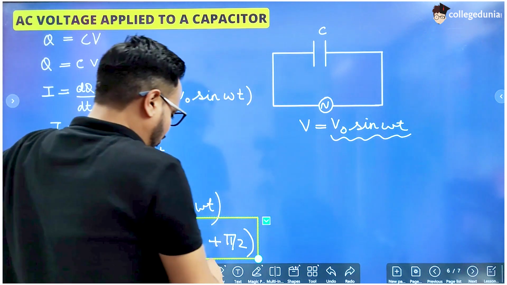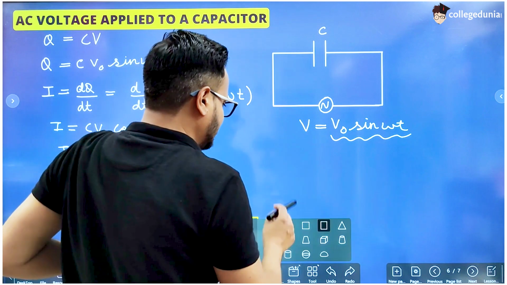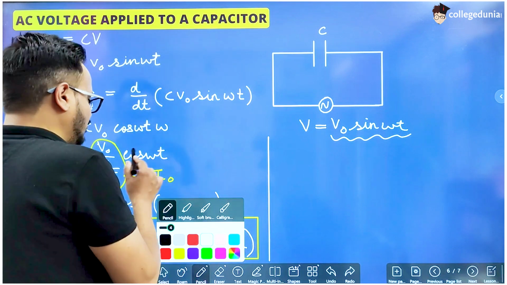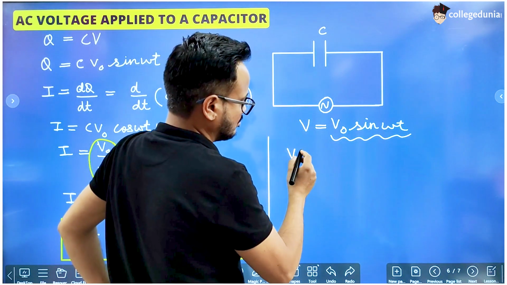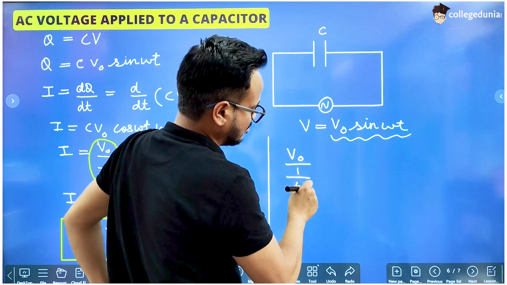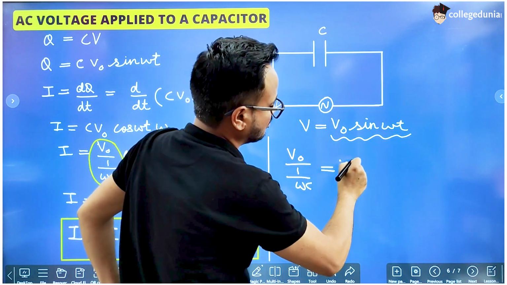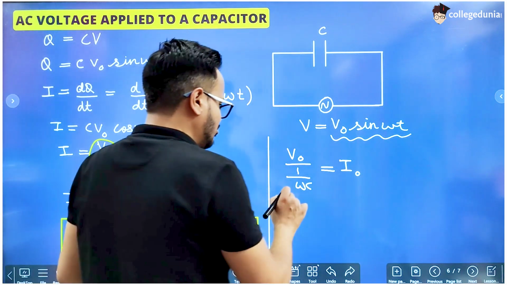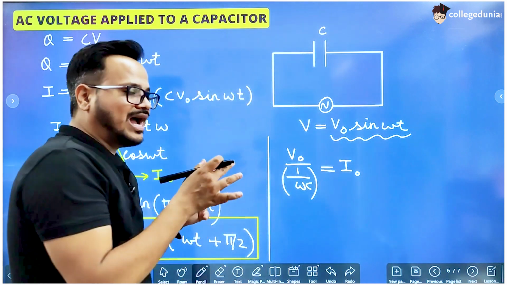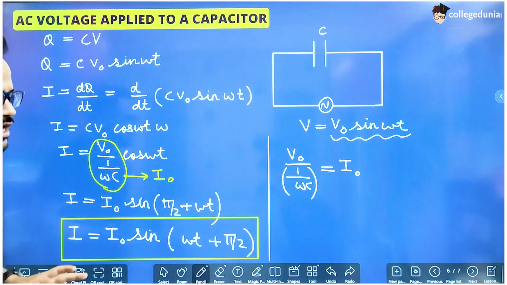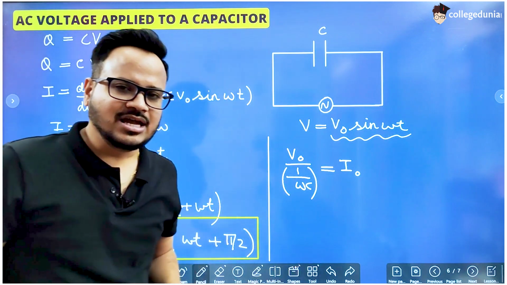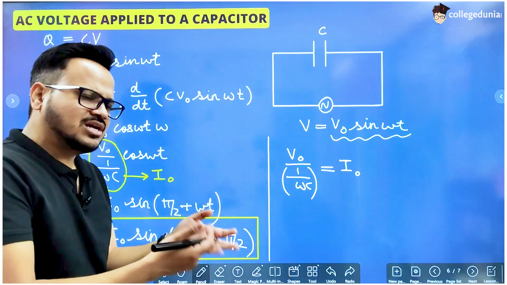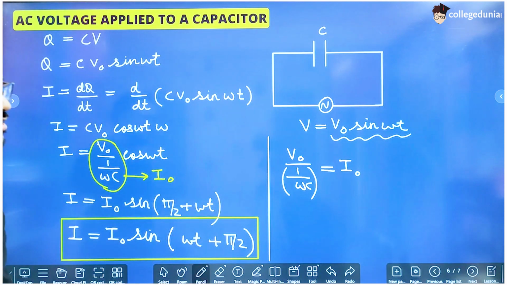Okay. Now before going ahead, let us first discuss why we have substituted I naught in place of V naught upon 1 upon omega C. We know that I naught is V naught by R, where R is resistance. So if we can prove that 1 upon omega C is a term of resistance, then obviously in place of V naught upon 1 upon omega C we can substitute I naught. But how will we prove that it is a term of resistance?